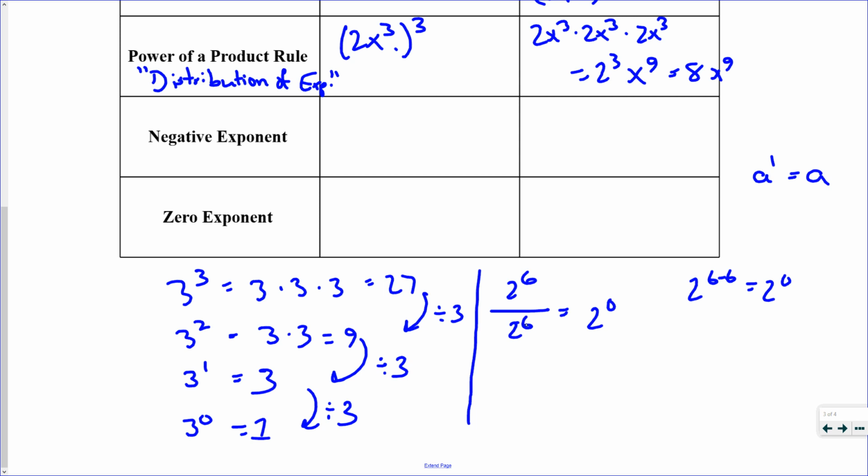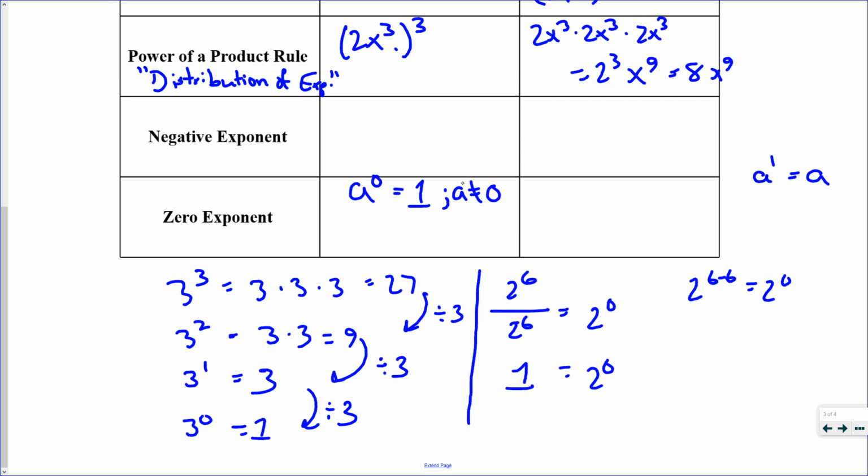And what's any term divided by itself? 1. Any number divided by itself is 1. And you could try, I mean, this is 64 divided by 64. But that's true for any power. So the 0 exponent property: any number a to the 0 power is equal to 1, as long as a itself is not 0.